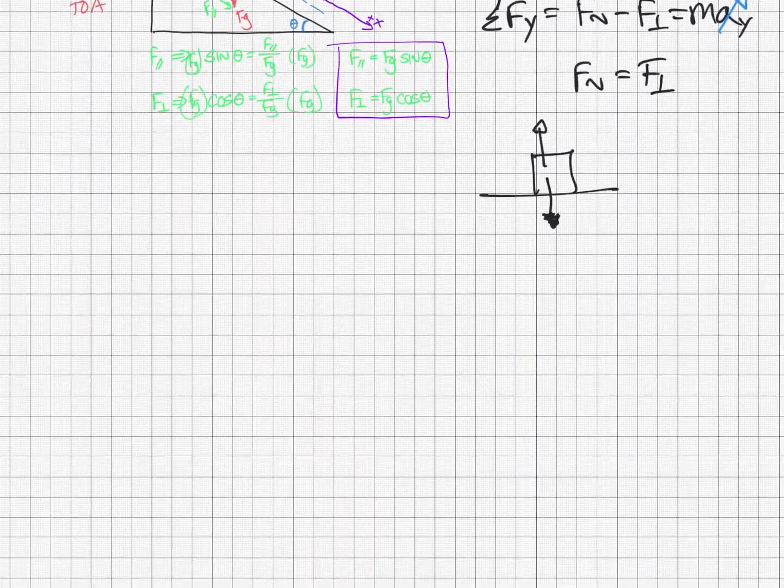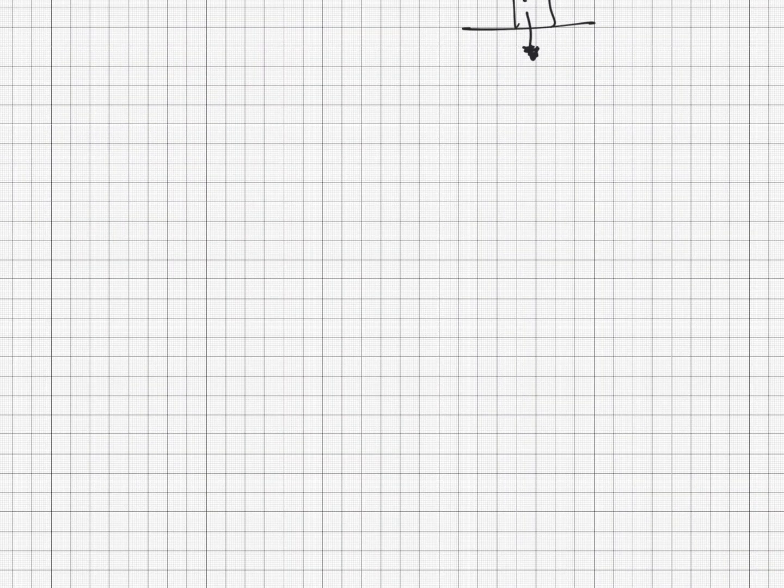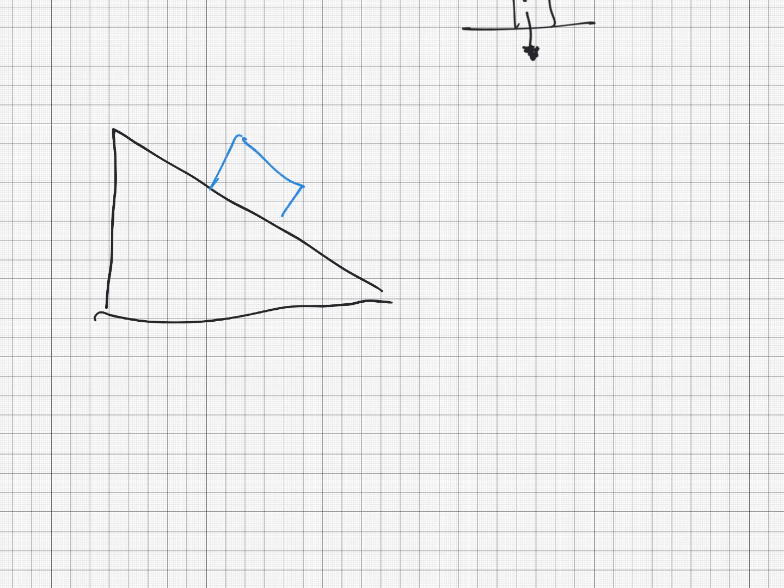Now, what are some scenarios that might come up? If we have our ramp and our object is sliding down without friction, in that case we simply have gravitational force and our normal force. Again, we're going to break our gravitational force into its x and y components. So this parallel force is causing it to accelerate down the ramp.